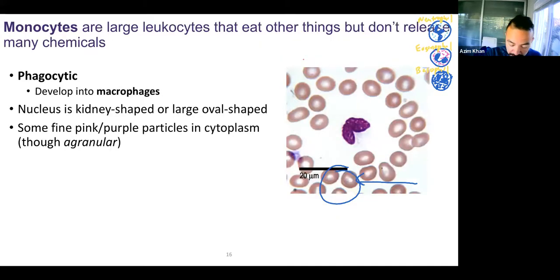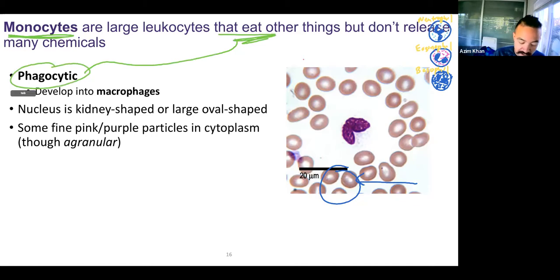This fourth one is called a monocyte. Monocytes are large leukocytes. They eat up other things, so they are phagocytic, but they don't release many chemicals, so they're not granulocytic. My simplified drawing, if I draw it here on the right, to mimic what we see over here. Fairly large cell, and the nucleus is kind of kidney shaped. There's a small distinction between a bilobe nucleus and a kidney-shaped nucleus. Kidney-shaped nucleus is a bit bigger. So here's our monocyte.